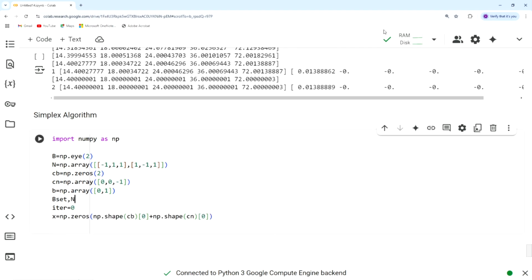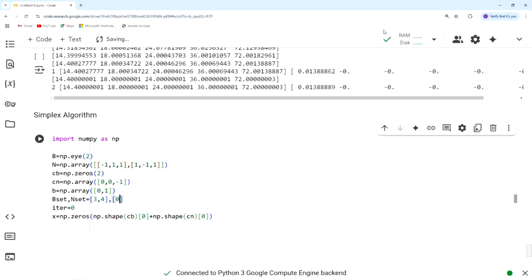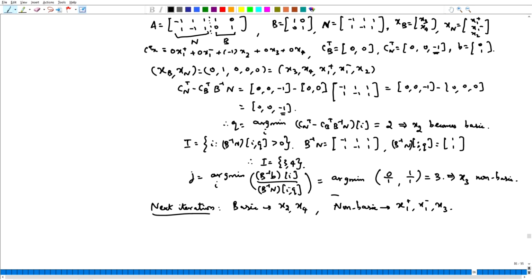Yes, this is something that I missed. You should also initialize the B set and N set. So, instead of writing 1 plus and 1 minus, let me write that as 0, 1, 2, 3, 4. Okay. So, B set is 3, 4 and N set is 0, 1, 2. Okay. If you see what I have written in all these places, it is just a repetition of what we have here. I have written B, N, XB and XN, the B set and N set, it is 3, 4. Instead of 1 plus and 1 minus, I write 0, 1, 2, and this is 3, 4. Okay. I have written CB, Cn and little b.